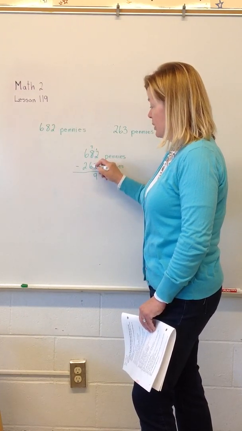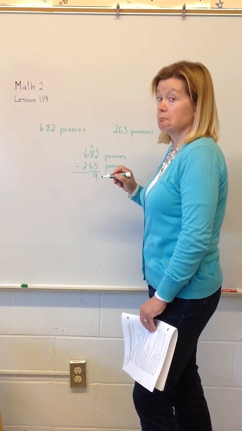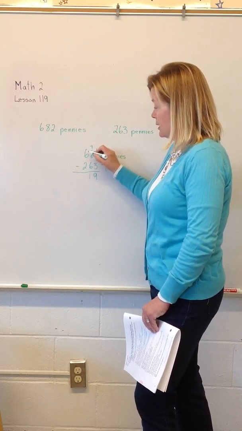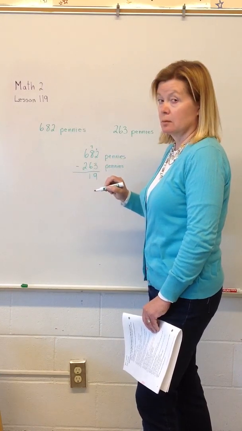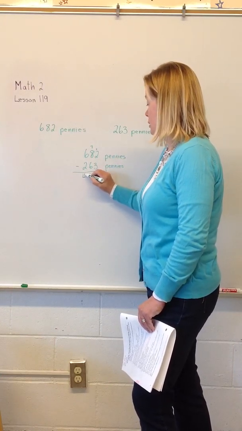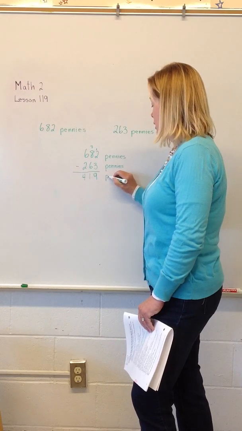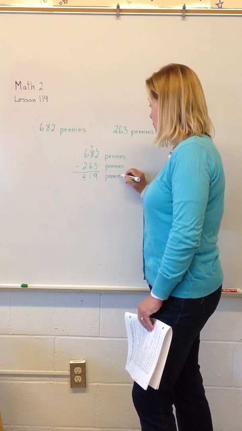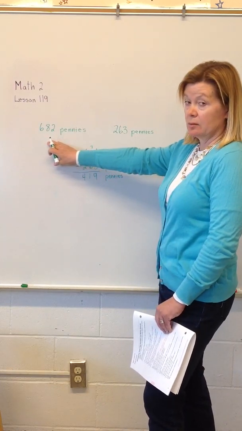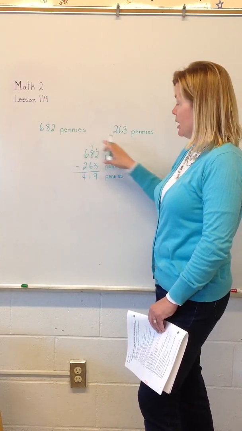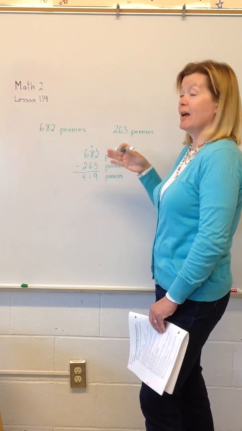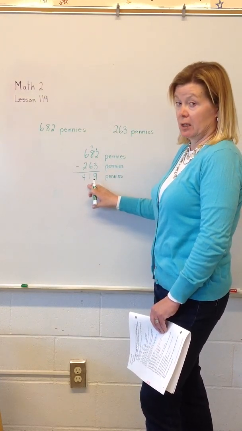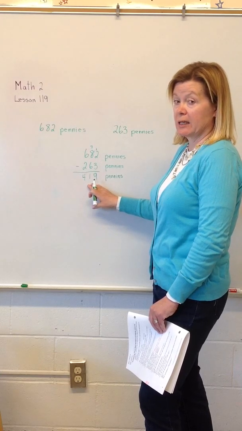Okay, if I have 7 pennies, can I subtract 6? Yes, I can. I'll have 1 left over. And 6 minus 2 is 4. I'll put my label on again. So remember what we estimated. We said this was about 700, this was about 300, so I would have about 400 pennies left over. And now we know exactly how many pennies I would have left over. I'd have 419 pennies.